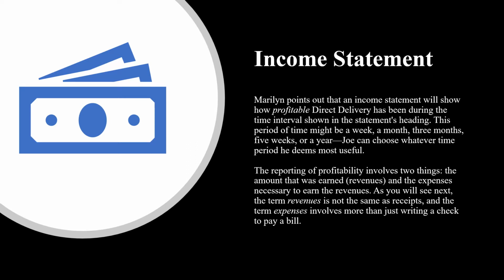The reporting of profitability involves two things: the amount that was earned, revenues, and the expenses necessary to earn the revenues. As you will see next, the term revenues is not the same as receipts, and the term expenses involves more than just writing a check to pay a bill.